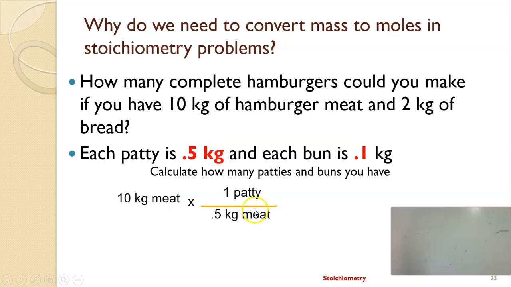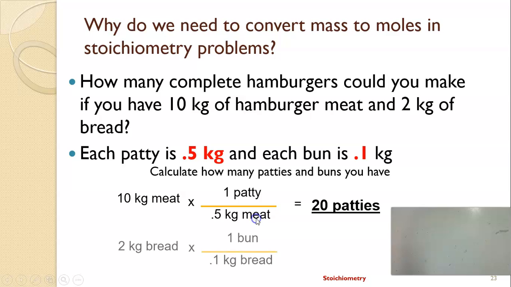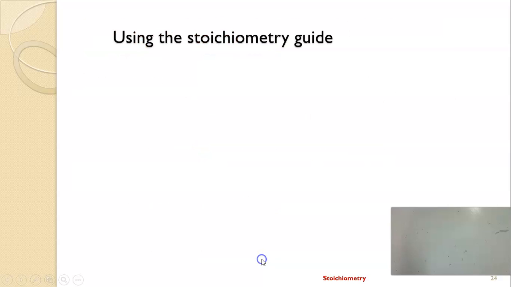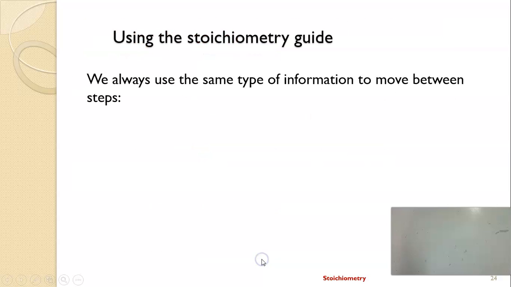So, because I just go down that unit, I knew where to put everything. Makes sense. Then kilograms of meat cancels, and I have 20 patties. 10 times 1 divided by 0.5 is 20. Okay, 2 kilograms of bread, just go down my bread. 1 bun is 0.1 kilograms. Multiply 2 times 1 divided by 0.1, and look, I had 20 buns. 20 patties, 20 buns. Okay?